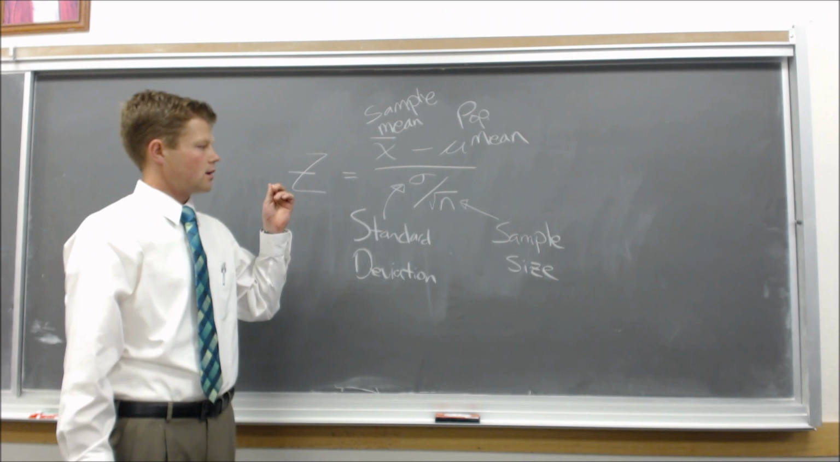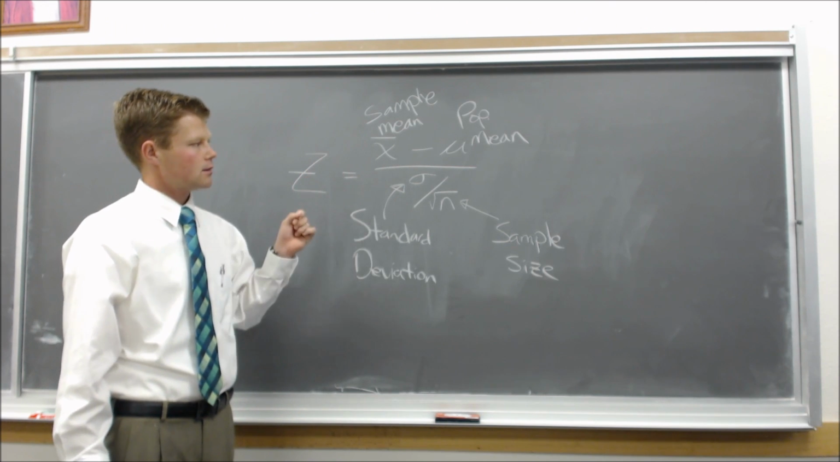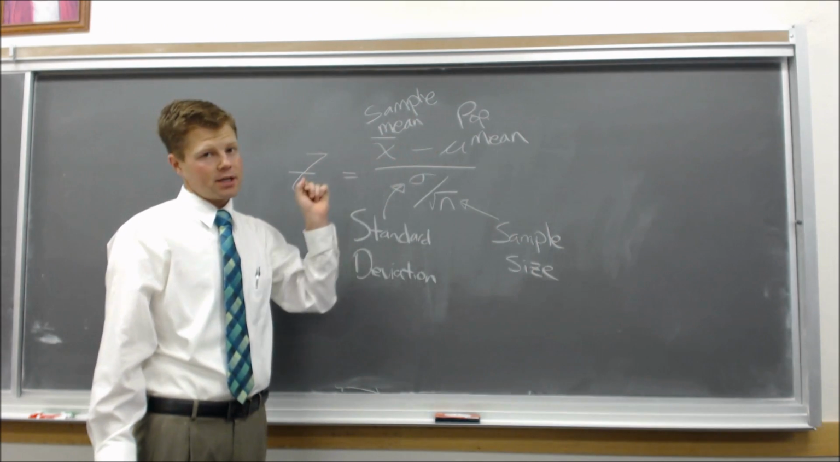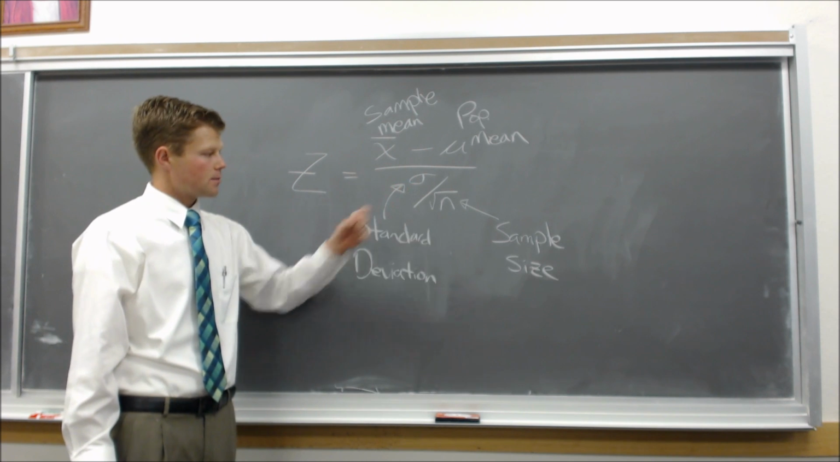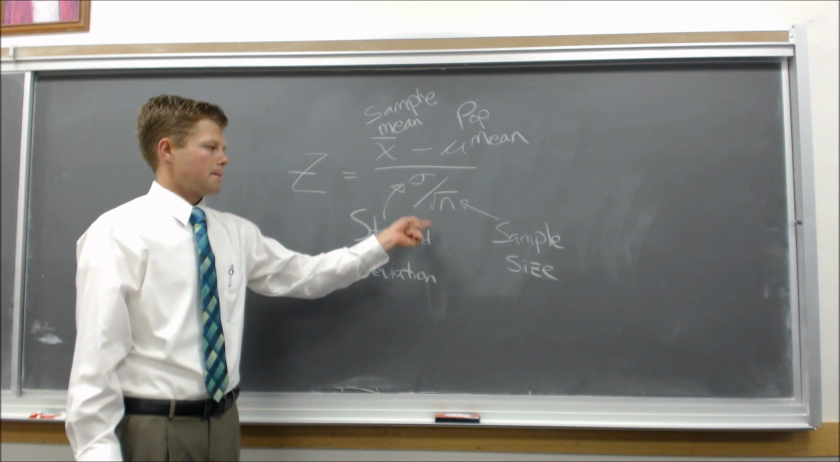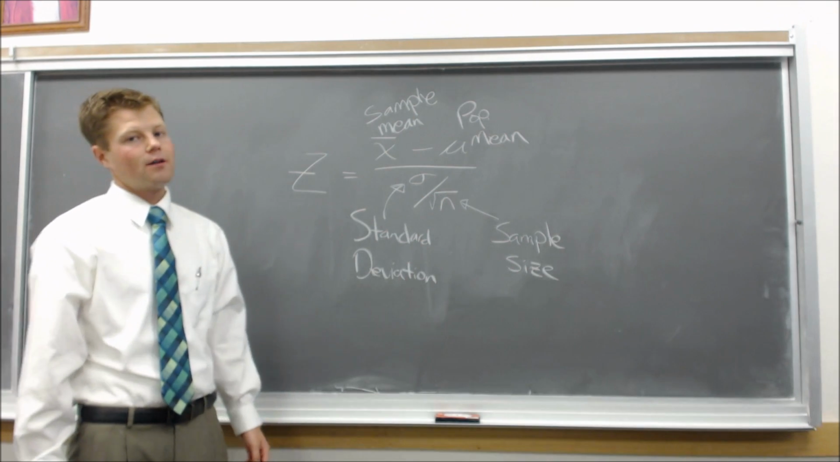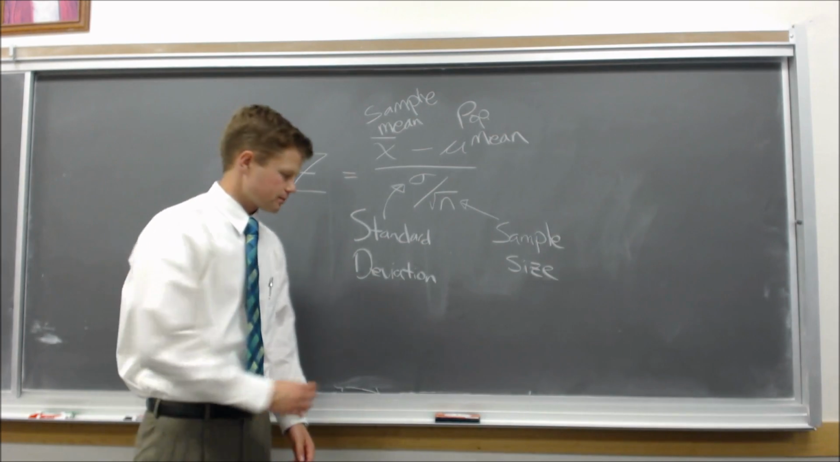Okay, so a quick review. Z-score is equal to the sample mean, x bar, minus the population mean, mu, divided by the standard deviation, sigma, divided again by the square root of n, the sample size.